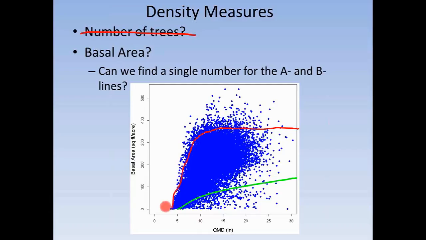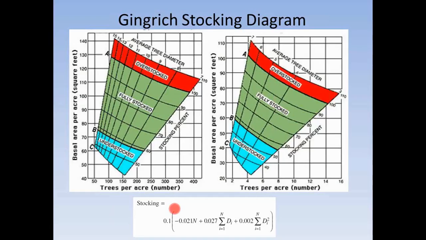There's something else going on here. There's an interaction between QMD and basal area. So the maximum amount of basal area we ever see for, say, an 8-inch QMD is maybe 200, and for a 12-inch QMD is maybe 350. So we can't put everything on the same scale just with basal area. That's too bad, because I like basal area. It's really simple to measure.